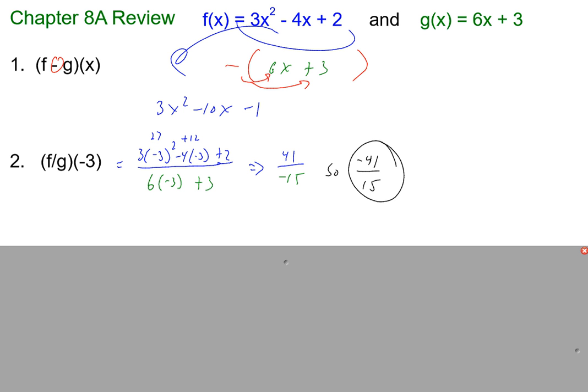Negative 3 squared is 9. 3 times 9 is 27. Negative 4 times negative 3 is a positive 12. Plus 2, that's a 41. 6 times negative 3 is negative 18. Plus 3 is negative 15. Don't leave negatives in the bottom. Negative 41 over 15. How many had that right?